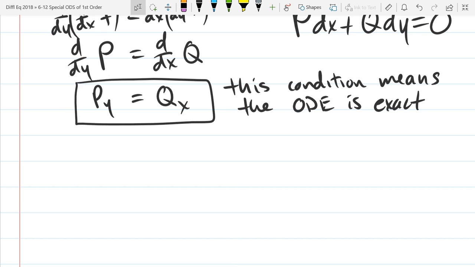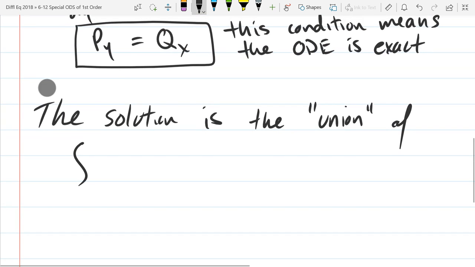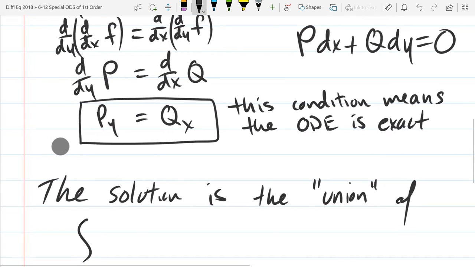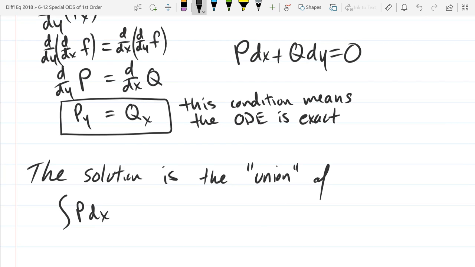So I'll just write down the ODE. Wait, no, we wrote that. The solution is the union of antiderivatives. So we need to take an, where are we? Basically, we take an x antiderivative of p, is that right? Yeah, x antiderivative of p and a y antiderivative of q. So we got integral p dx and integral q dy. This is only going to work if it's exact. So you can't just anti-differentiate p and q and then union them together and say it's a solution. It's only a solution if it's exact.